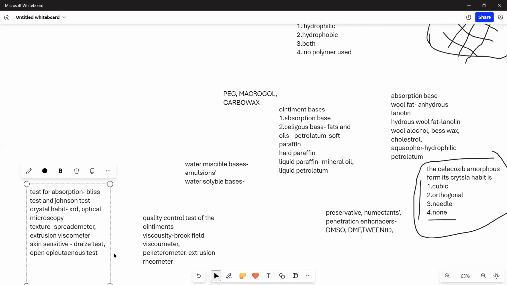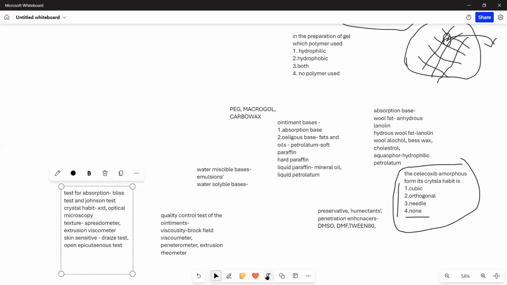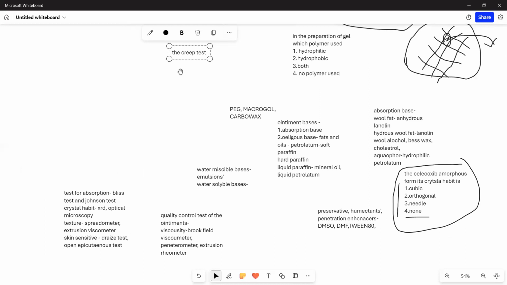Next, I have an MCQ for you guys. The creep test is used for the ointments to determine which of the following parameters: viscoelasticity, polymorphic form determination, rigidity, or all of them? Come on, guys.